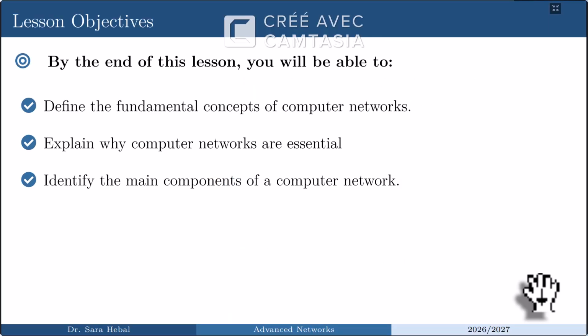Before we begin, let's look at the learning objectives. By the end of this lesson, you should be able to define what a computer network is, explain why computer networks exist, and even identify the different components that make up a modern communication network. These concepts may seem simple, right? But they are the building blocks for every networking technology that we will study later in this course.